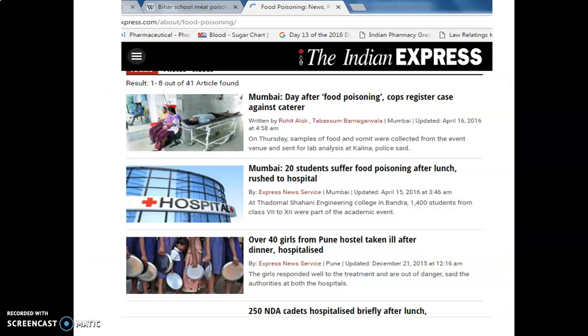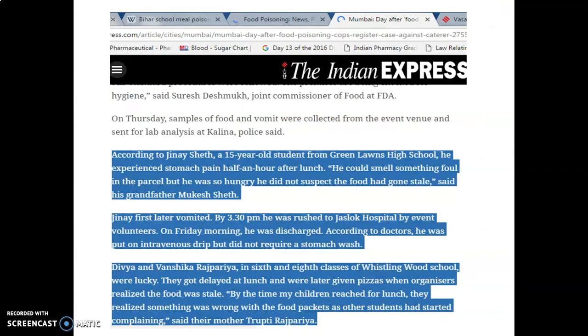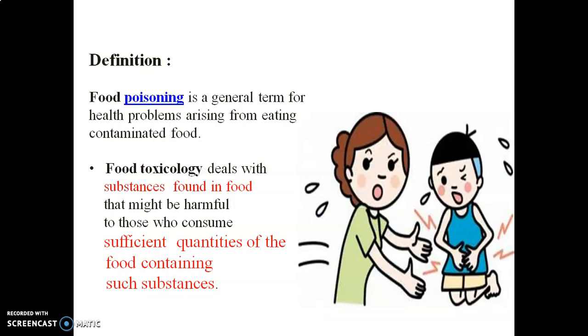And even in the Indian Express we can find many reported cases, especially in Mumbai and even in Pune, where food poisoning was observed in many incidents. It's a report which was taken in 2018. So then let us see in detail about food poisoning. Let us start with the definition.